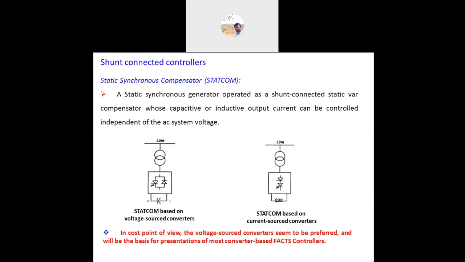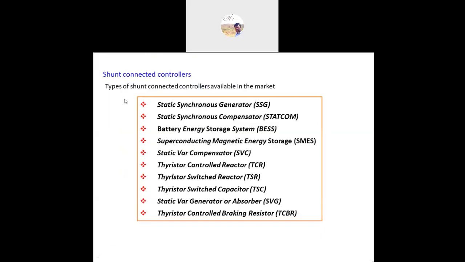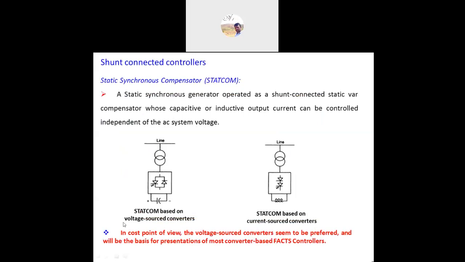So STATCOM and another is battery energy storage system, superconducting magnetic energy system, static VAR compensator, thyristor controlled reactor, thyristor switched reactor, thyristor switched capacitor, static VAR generator, thyristor controlled braking resistor. Okay, so these are the controllers which will be used, connected to the transformer in parallel.